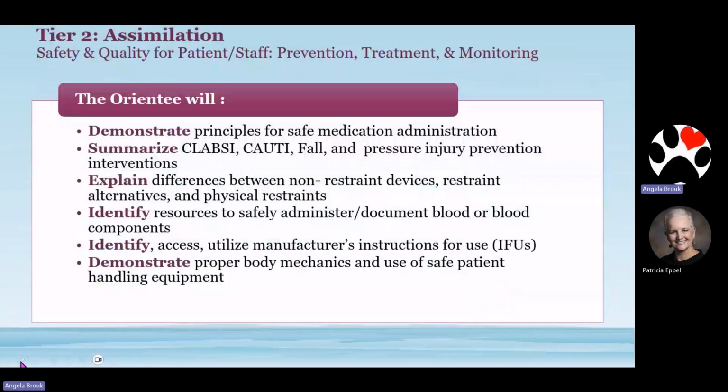So let's take a look at tier 2 assimilation. As Patty mentioned when she went through the model, this is the heaviest tier. This is where we expect the orientator to spend the most time.